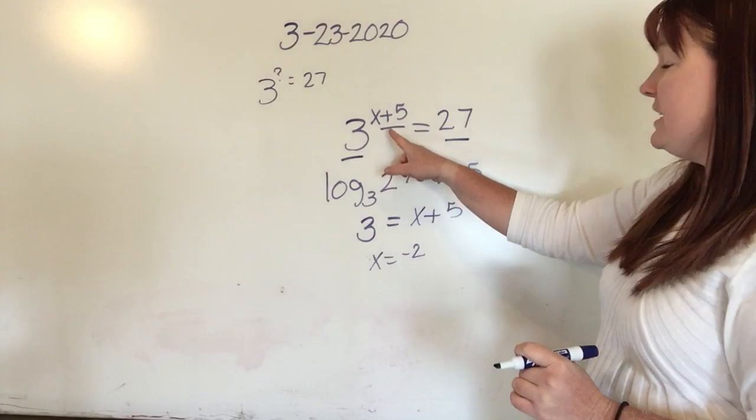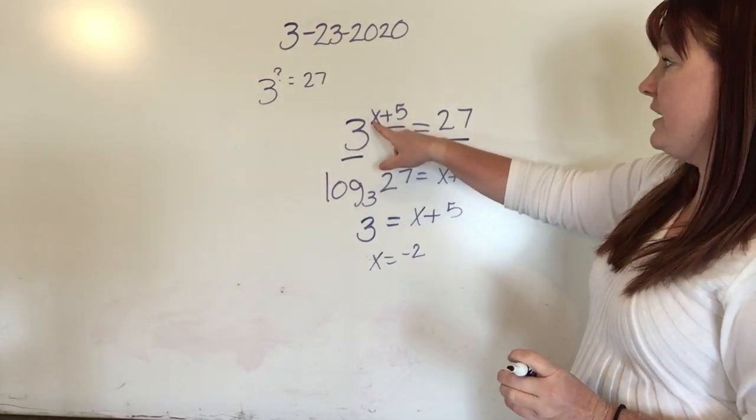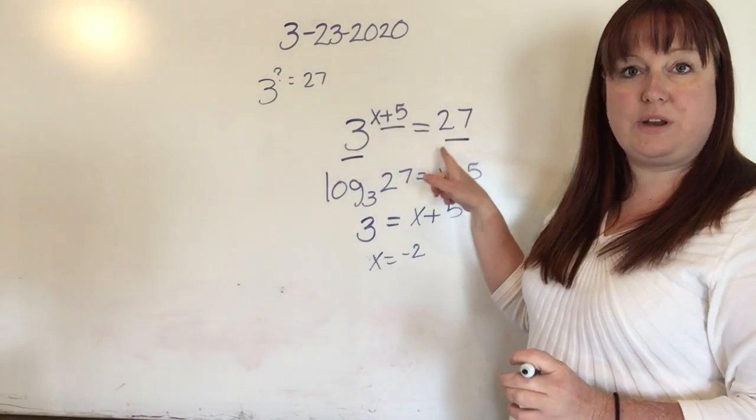And then I can plug this back in and see that 3 to the -2 plus 5, that'd be 3 cubed. Does that equal 27? Yes.